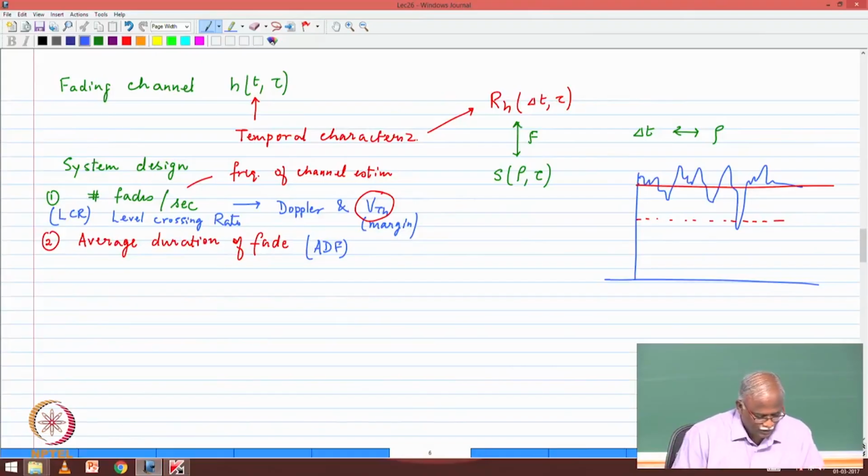So what I would like to do is not go through the complete derivation, but give you enough pointers that you can then pick up and read the proofs that are given to us. So the LCR is the first thing that we will address. Level crossing rate. The original formulation of this, by the way, is another aspect of the temporal characterization. Let's just write that down. This is also part of the temporal characterization.